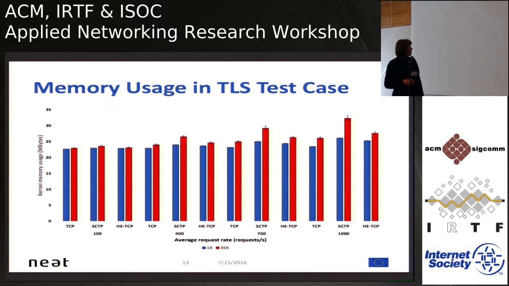This is again showing the memory usage for the TLS test case. As for the base case, we see very little impact from happy eyeballs, and SCTP is still having a higher cost than the TCP version.